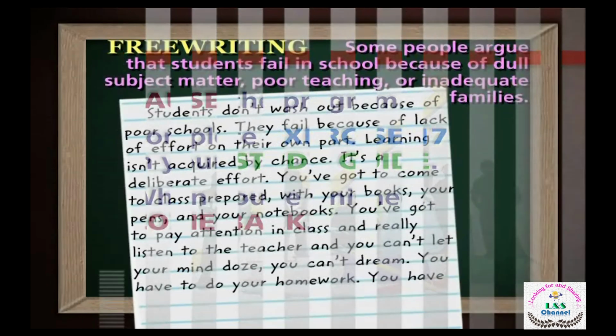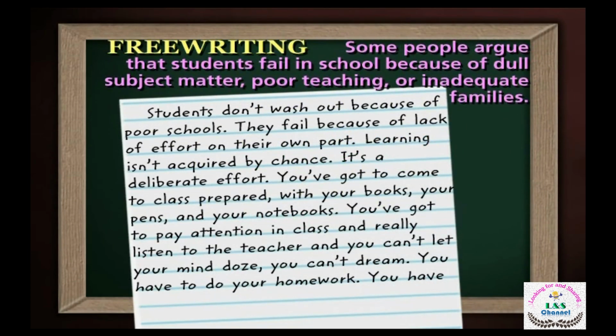Here's what I wrote. Students don't wash out because of poor schools. They fail because of lack of effort on their own part. Learning isn't acquired by chance. It's a deliberate effort. You've got to come to class prepared with your books, your pens, and your notebooks.